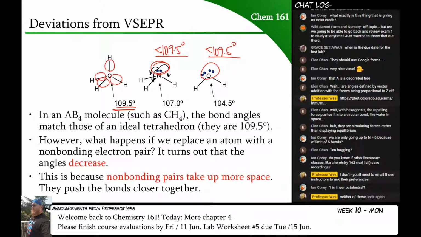I might ask you, draw the Lewis structure for ammonia. What are the bond angles? And then you would check the box that says less than 109.5 degrees. Make sure you understand what less than is. The alligator eats the bigger number, right?